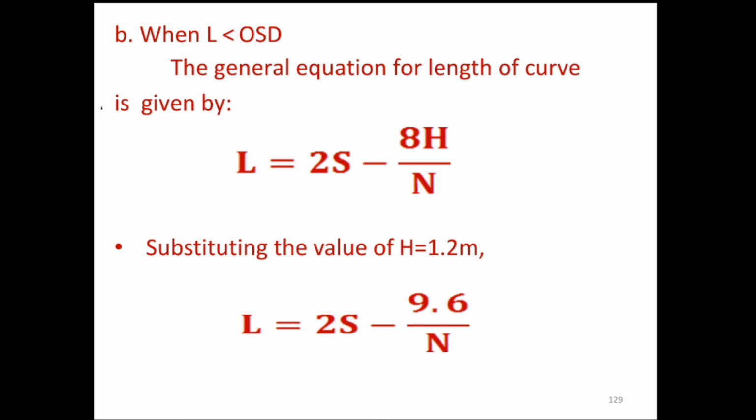When L is less than the overtaking sight distance, the general equation for the length of the curve is given by L equals 2S minus 8H upon N. Substituting the value of H equals 1.2 meters, we get L equals 2S minus 9.6 upon N.